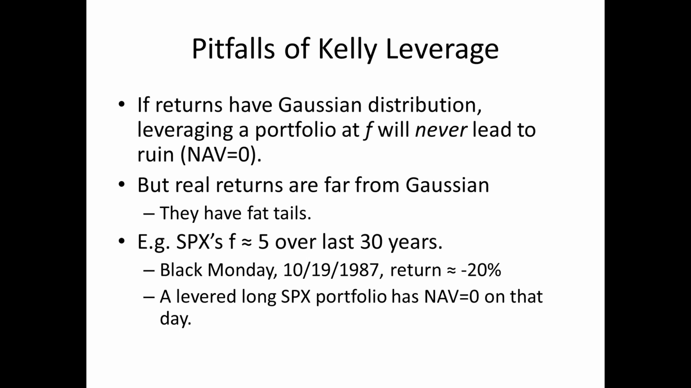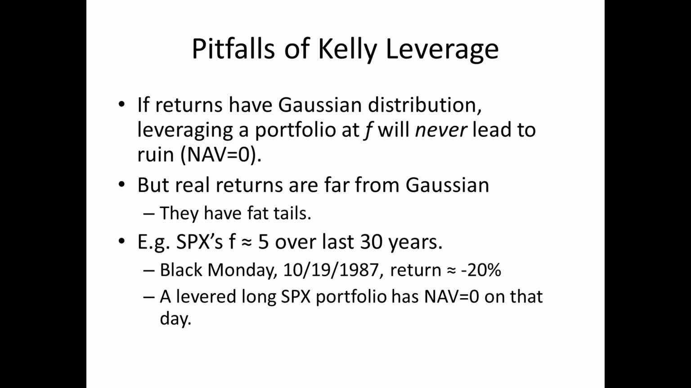Now, theoretically, again, we go back to theory land: if the returns have a true Gaussian distribution, leveraging a portfolio at the Kelly leverage F will never lead to ruin. That's a mathematical result. You can prove it mathematically. By ruin, of course, we mean that your net asset value goes to zero. The beauty about this Kelly leverage is that it's mathematically proven that if the returns are Gaussian, you will never lose enough money to lead to ruin.